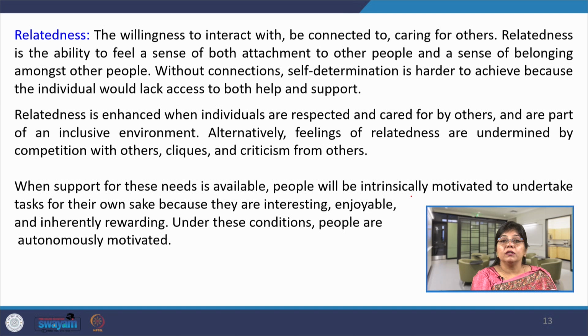So, when support for these needs is available, people will be intrinsically motivated to undertake tasks for their own sake because they are interesting, enjoyable and inherently rewarding. Under these conditions, people are autonomously motivated. So, it is not only the paycheck, it is not only your competence, it is something that when you are being taken care of, that also motivates a person to contribute more while being internally or intrinsically motivated.